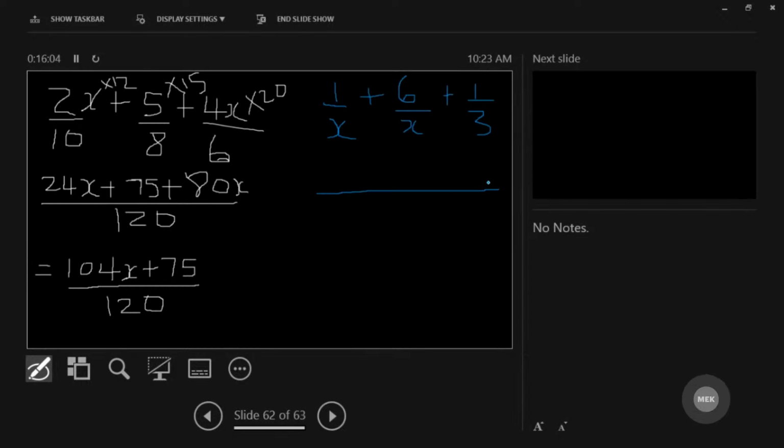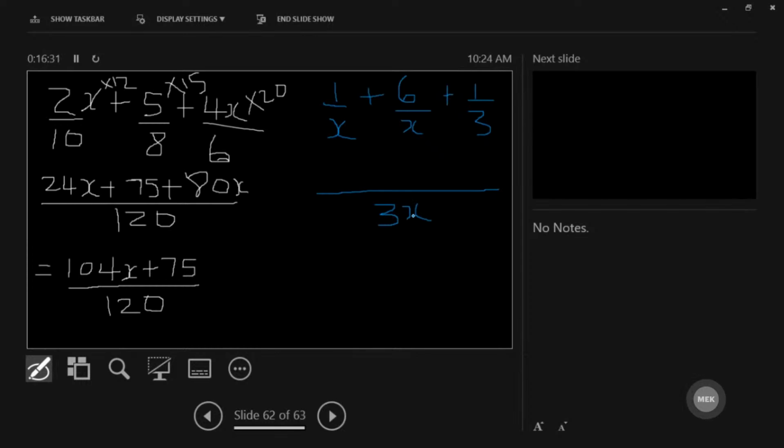When you're finding the LCM in this case, the LCM must represent any variables that are in the denominator. So we have x and then we have a 3. So the LCM has to represent both. So the LCM is 3x.